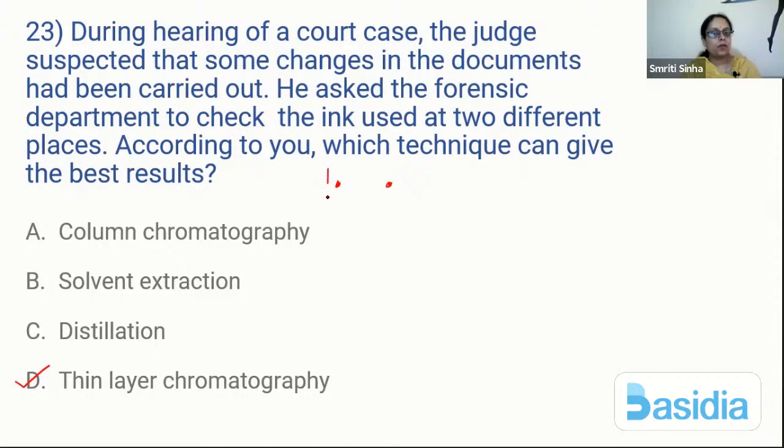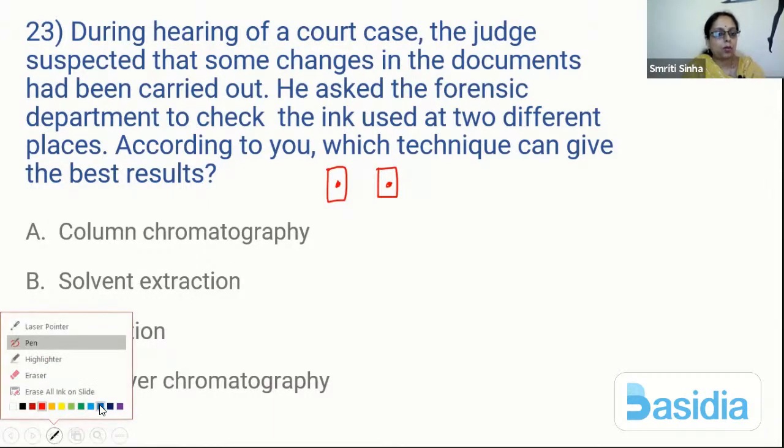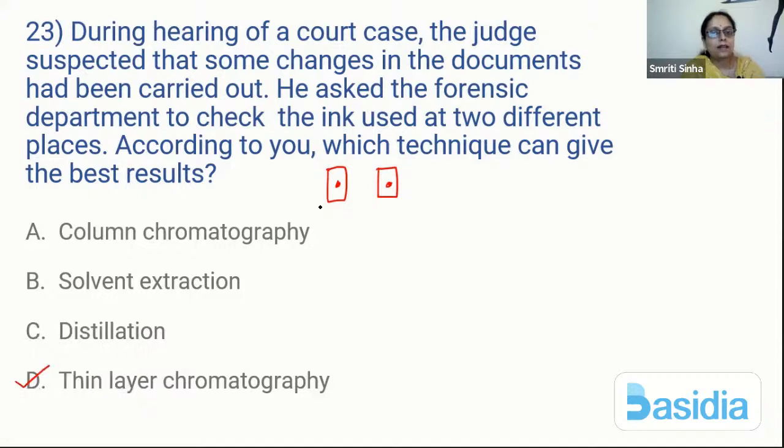In this, both the inks will be spotted on a stationary phase. The mobile phase is allowed to run. The same mobile phase and the same stationary phase will be used. And once the mobile phase runs, if you get the spots at the same distance on the two plates, it means you had the same ink. If you get the two spots at different places on the TLC plate, that means you had two different inks. That means if the RF factor is the same, the inks are the same, and if the RF factor is different, the inks are different. So thin layer chromatography can be used to know that.